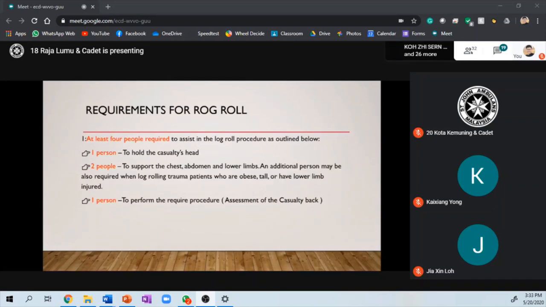So, requirements for rock roll. First, at least 4 people are required to assist the rock roll procedure as outlined below. One person to hold the casualty's head. Two persons to support the chest, abdomen, and lower limbs. An additional person may also be required when rolling trauma patients who are too obese or have injured lower limbs. Another one person to perform the required procedure, assessment of the casualty's back.